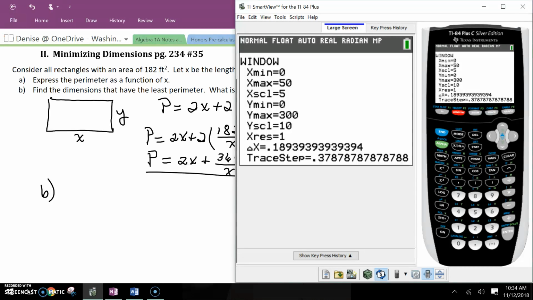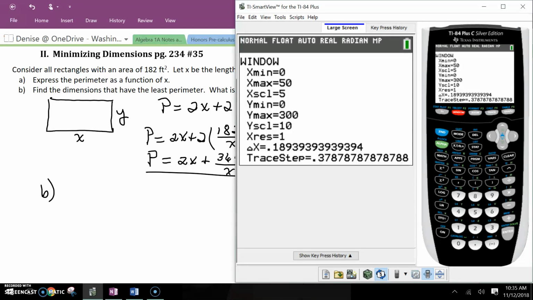So what I did is I set my x scale from 0 to 50. I eliminated any negative values because you can't have negative dimensions. And I chose 50 because I thought about what would be about the largest length one side could be, and there's no way it's going to be 50 or anything bigger than that. So I used that as a nice round number. I counted by 5s. And then I did the same thing with the perimeter. I chose 300 just because I knew it would cover any value, and I counted by 10s.